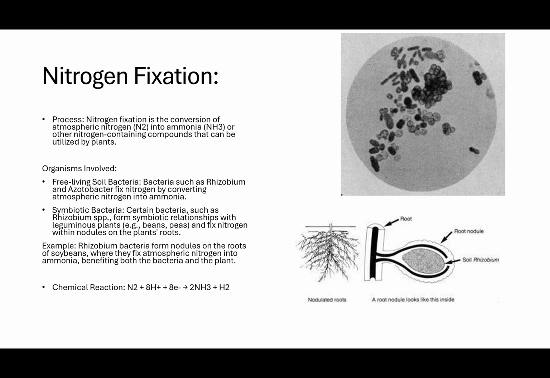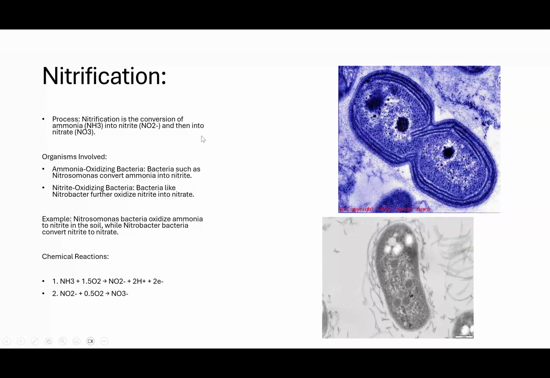Yes, sir. Alright? Nitrification. Nitrification is the conversion of ammonia into nitrite and then into nitrate. Ammonia oxidizing bacteria such as Nitrosomonas will convert ammonia to nitrite, and then our nitrite oxidizing bacteria such as Nitrobacter will oxidize nitrite to nitrate. So Nitrosomonas bacteria oxidize ammonia in the soil to nitrite, and Nitrobacter will take the nitrite and turn it to nitrate.